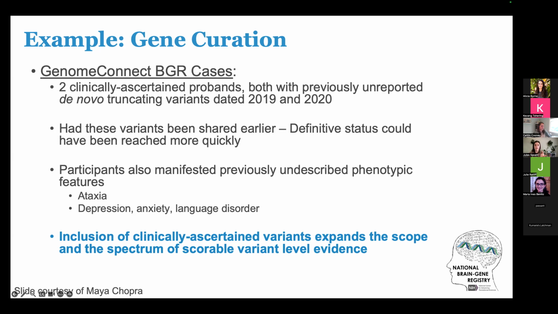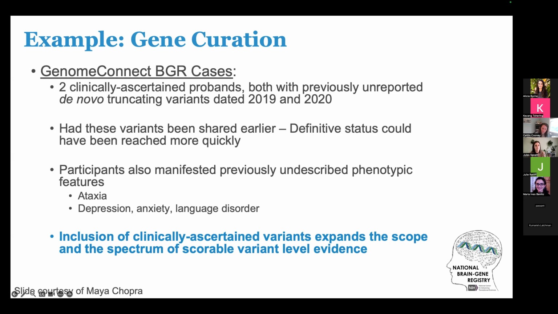So 2 additional variants that could be used in the curation. And I know, of course, at the time when we did the curation, we reached definitive just based on the published literature. But we thought to ourselves, gosh, if we had been curating this a couple of years ago, if we had these GenomeConnect cases in 2019 and 2020, that could have allowed us to reach definitive more quickly.